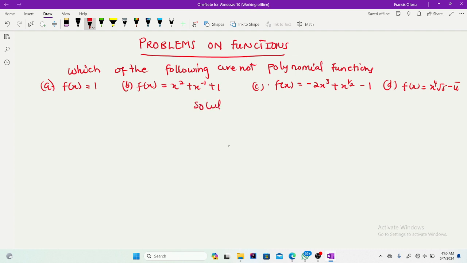So for the first one, A, we say f of x is equal to 1. But before we start, what are the conditions for polynomial functions? Remember, f of x is represented as a naught plus a1 x plus, let's say, a2 x to the power 2.